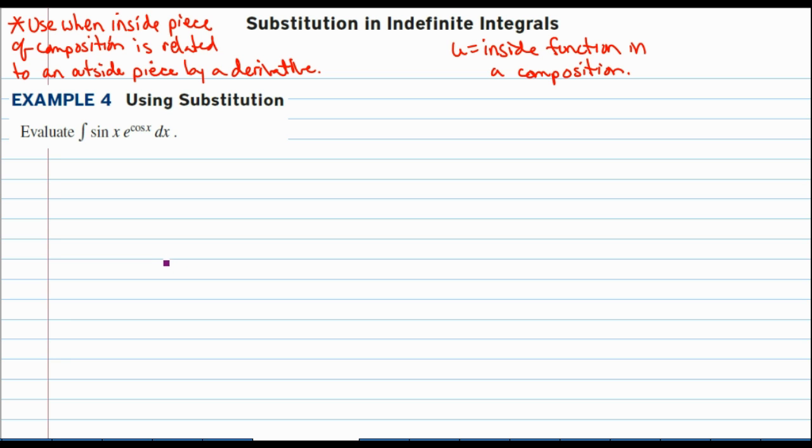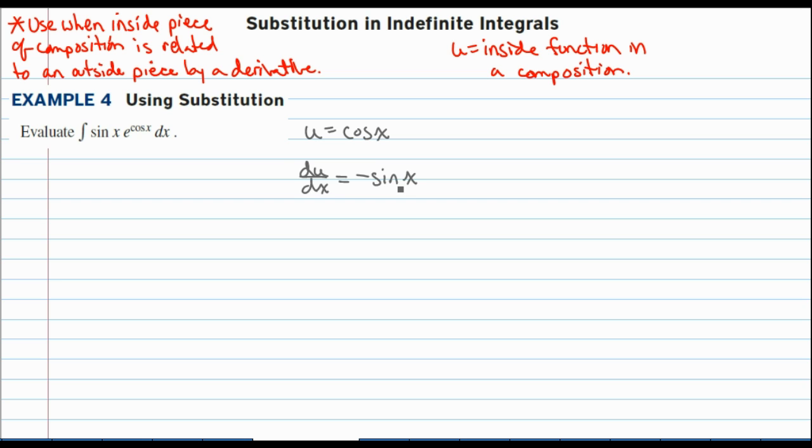So let's start out by defining u as the inside function in a composition. So off to the side here, I'm going to call u cosine of x. Now, part of earning points on an AP exam for u substitution is defining what u is. You can't just throw down the letter u and not define what it is. Now, also, we are going to take the derivative of u. So du dx equals the derivative of cosine, which is negative sine of x.